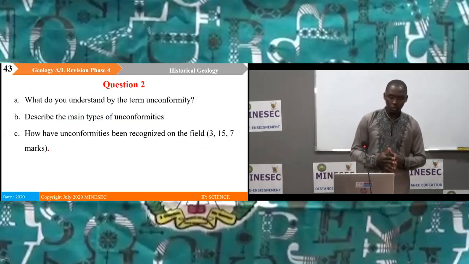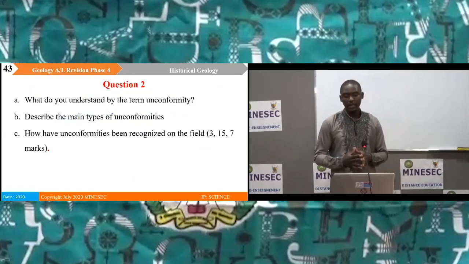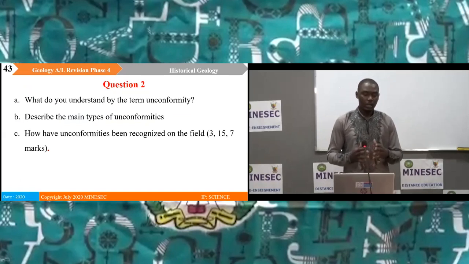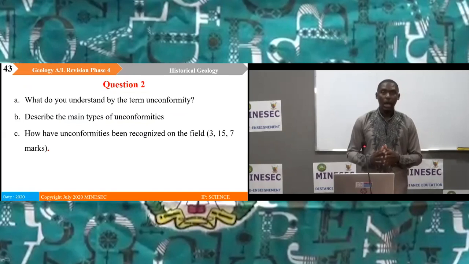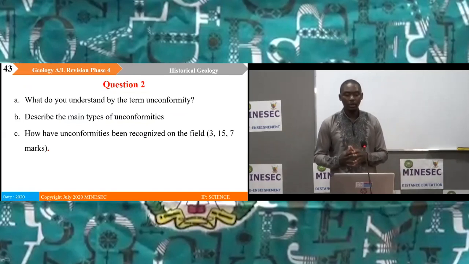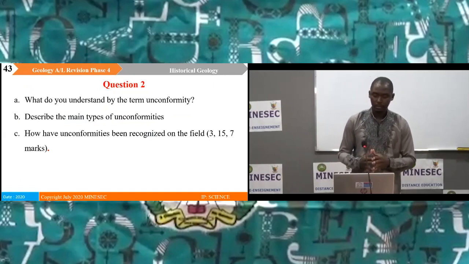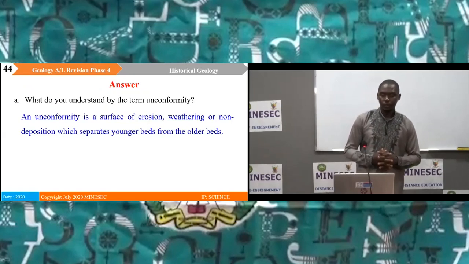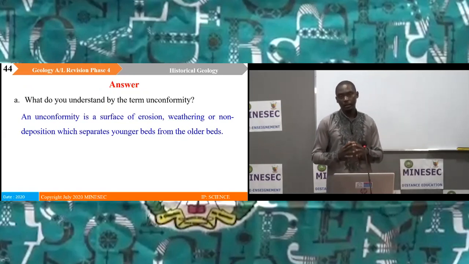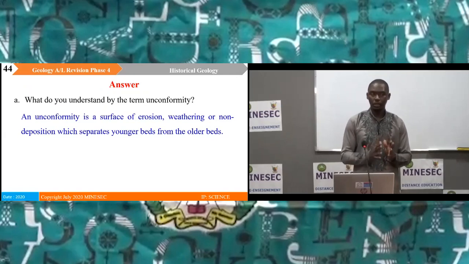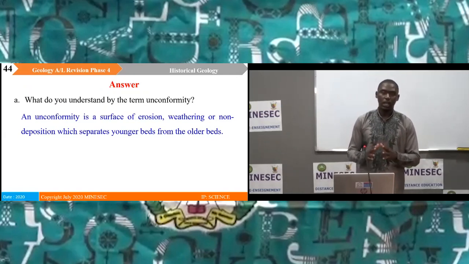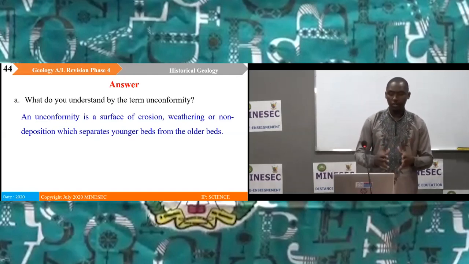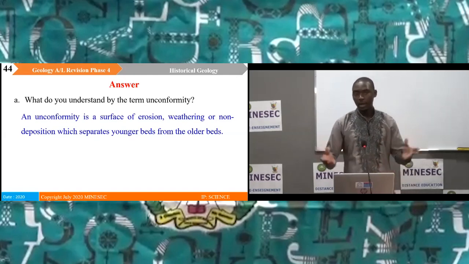Question two, what do you understand by the term unconformity? Describe the main types of unconformities. How have unconformities been recognized on the field? To A, unconformities are surfaces that mark a break in deposition. They can be erosional, they can be surfaces of weathering, or they can be soil layers.